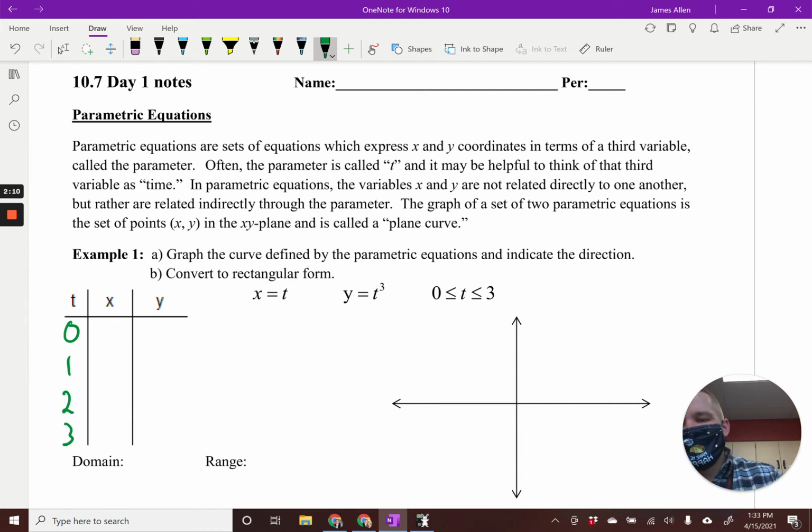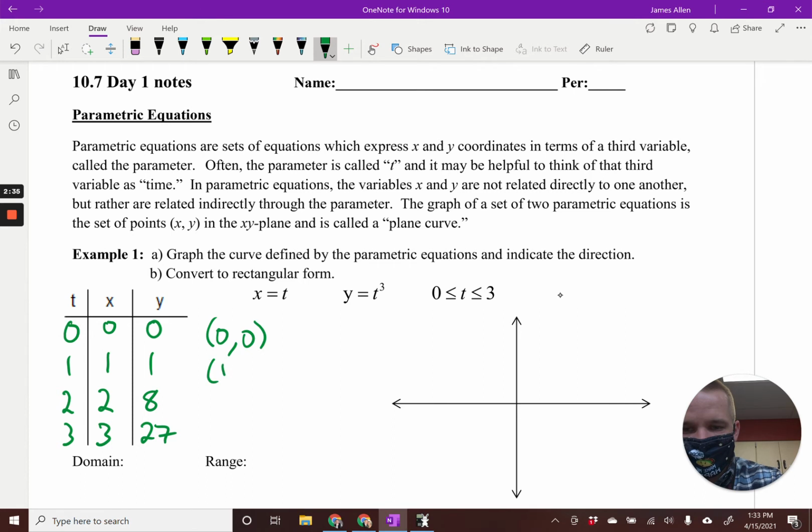Awesome. So let's find our x values. If I plug 0 in for t, I would just get 0 for x. If I plug 1 in, I'd get 1, 2, I'd get 2, and 3, I'd get 3. And then for y, well, 0 cubed is still 0, 1 cubed is still 1, but 2 cubed is 8, and then 27. And what we end up getting are these x and y ordered pairs: (0, 0), (1, 1), (2, 8), and (3, 27).